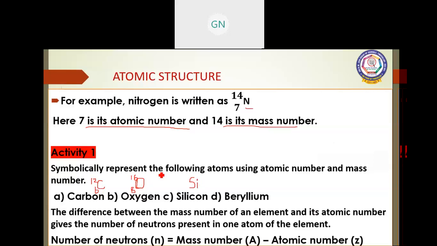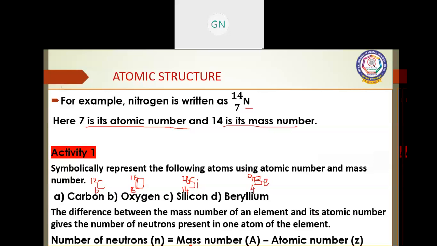Silicon, capital S and small i, is the symbol. 14 is the atomic number, 28 is the mass number. Beryllium: 4 is the atomic number, 9 is the mass number. So we have to represent like that.